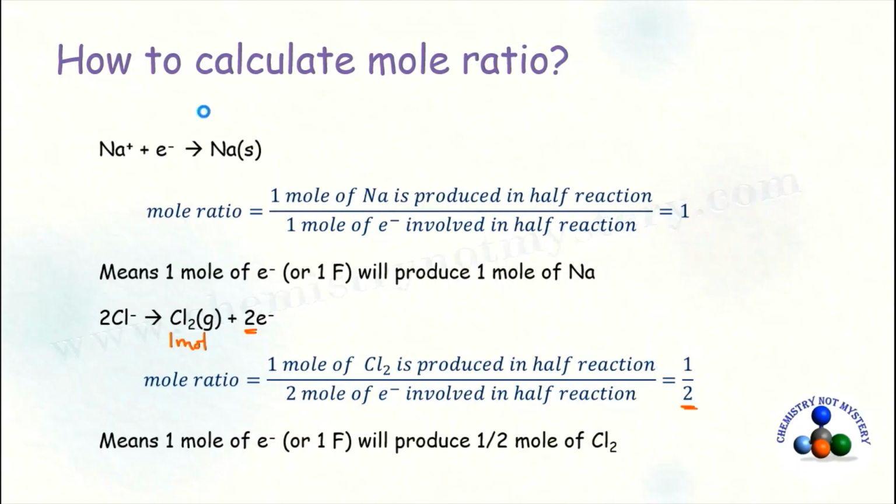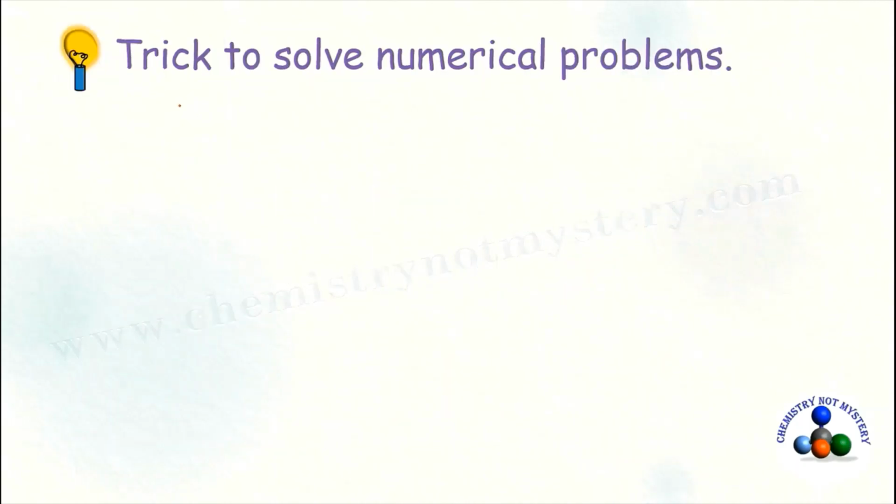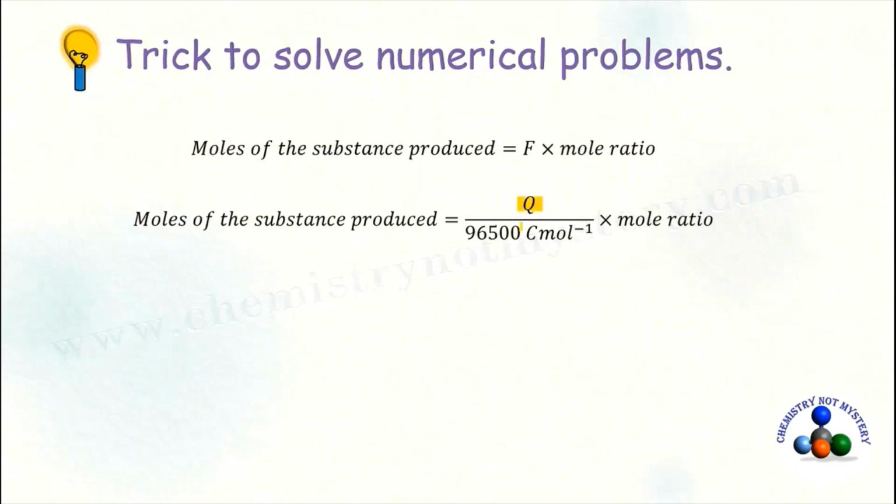Now come to the trick to solve numerical problems based on the first law of Faraday. To calculate moles of a substance produced at either electrode, you have to multiply the number of Faradays by its mole ratio. And Faraday can be calculated by dividing coulombs by 96500. So here you will get another formula: the number of moles of a substance produced is equal to charge in coulombs divided by 96500 coulomb per mole, multiplied by mole ratio.